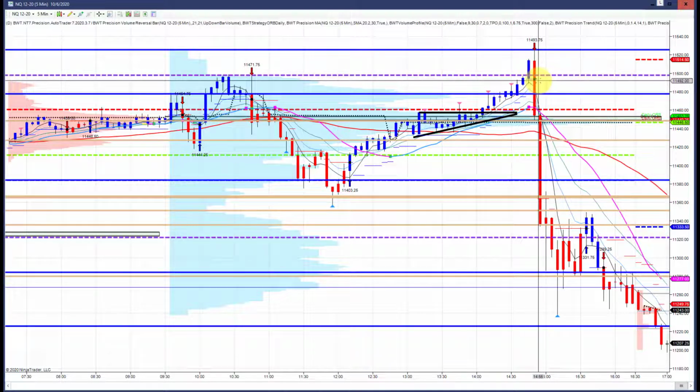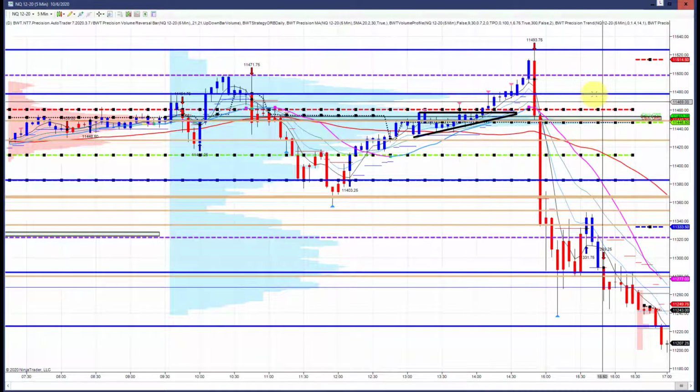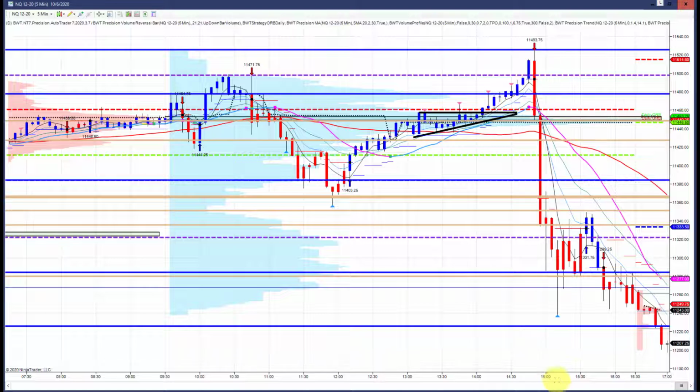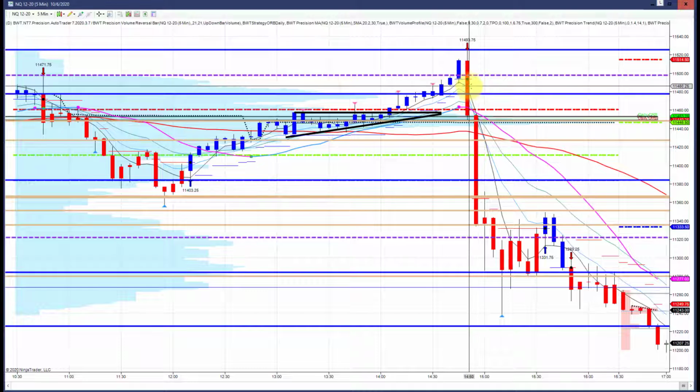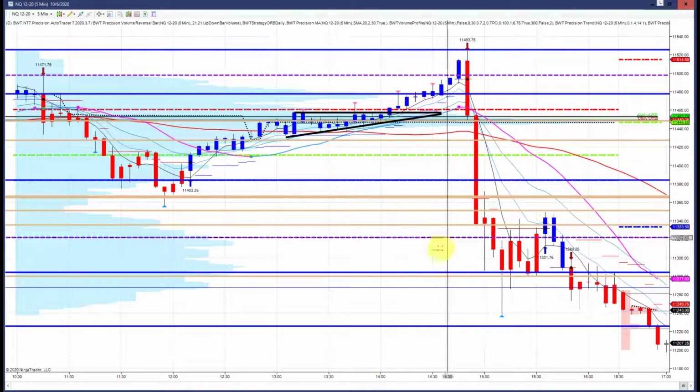Note how the precision indicators and the OneupTrader reflected this move. The BWT indicators never miss a major move like this. This is big volatility all of a sudden. All the gains for the day were wiped out in about 10 or 15 minutes.